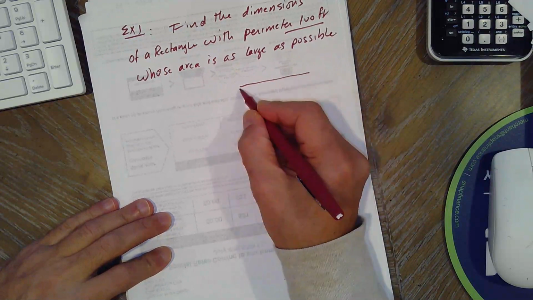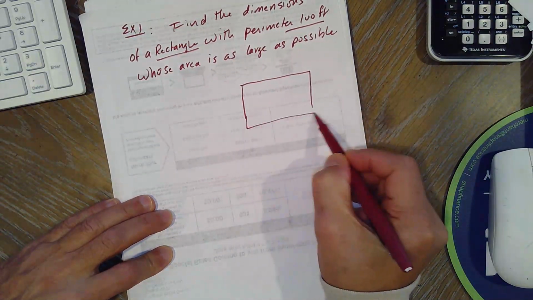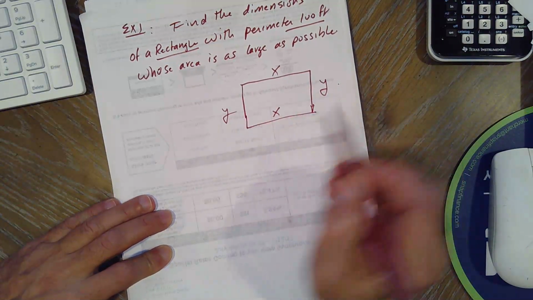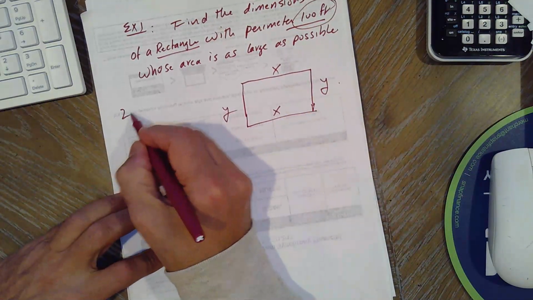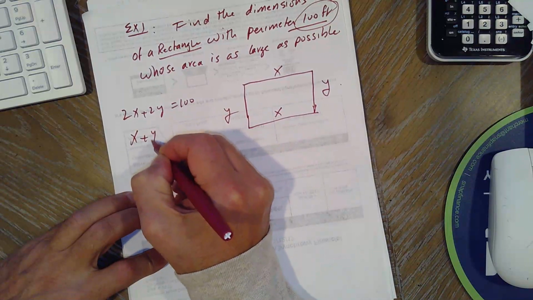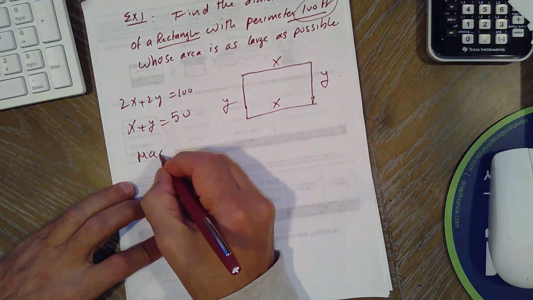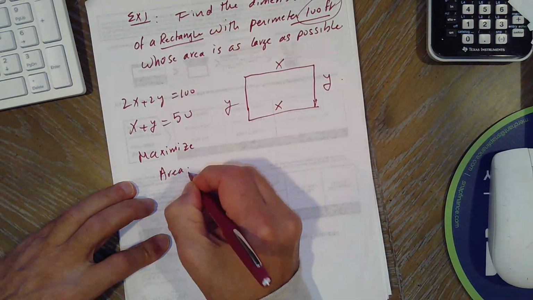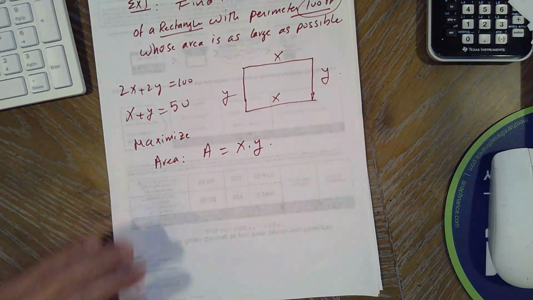So we have a rectangle, right? I'm just going to label the rectangle X and Y, length and width. And what we know, we have 100 feet all around, so that's 2X plus 2Y, which means X plus Y equals 50 feet. And we want to maximize the area of that rectangle. We know area is length times width, so it's X times Y.